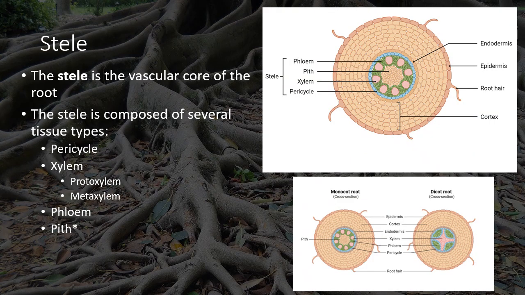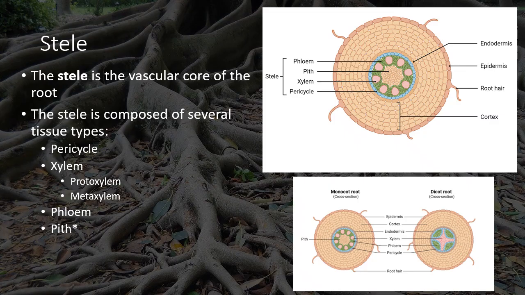As we've been discussing, the stele is the vascular core of the root. It's composed of several different types of tissues. We'll talk about these. There's pericycle, xylem, protoxylem, metaxylem, phloem, and pith. We typically only see a lot of pith in the roots of monocots, and it has to do with the way the vascular tissues are arranged within the roots of monocots. We'll talk about that in just a minute.